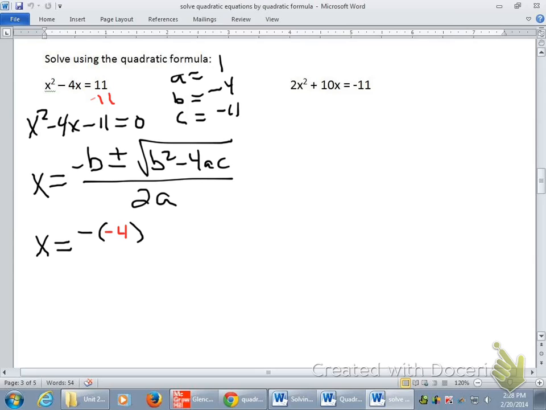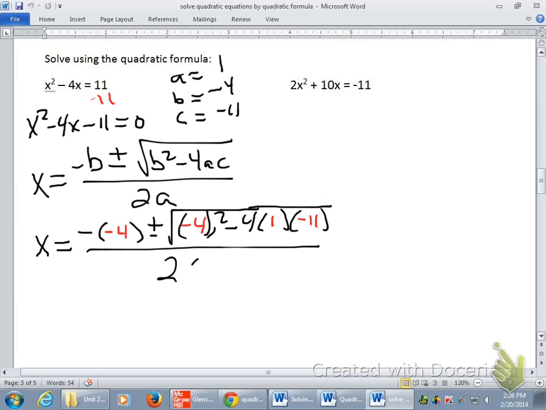All right. I've got plus or minus the square root of. I've got b squared, which is, again, negative 4 squared, minus 4 times a times c, and my a was a 1, my c was a negative 11. All of that is divided by 2 times a, which we already know a is 1.